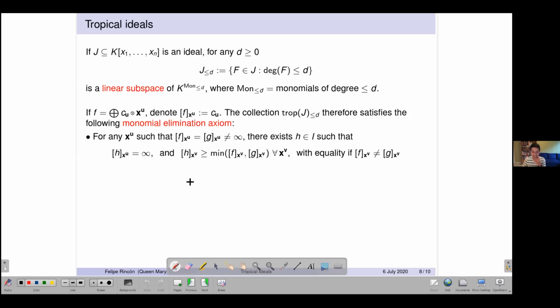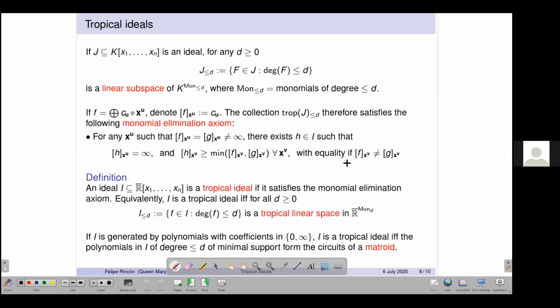What is I? I don't see it either. Yes, here I wrote I. Thanks. This means this is trop J. I is the tropicalization of J. So I'm missing something here, which is that f and g should be polynomials in the tropicalization of J. If there is a monomial where they have the same coefficient, then there is another polynomial h in the tropicalization of J such that the coefficient of that monomial is infinity, and the other coefficients are at least the minimum of the two, with equality when they are different. Okay.